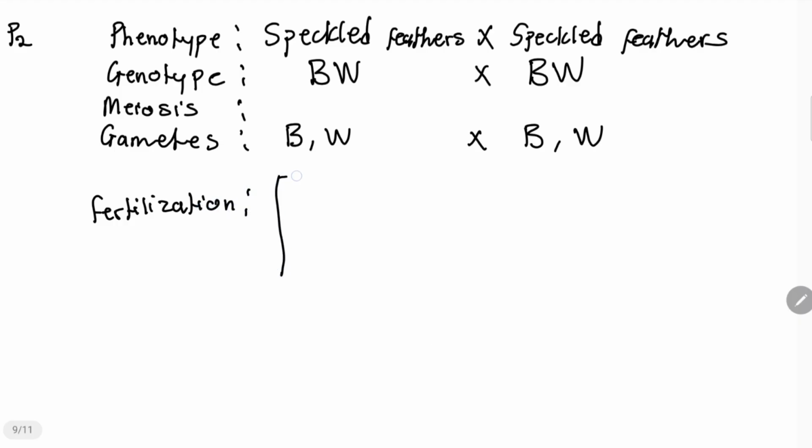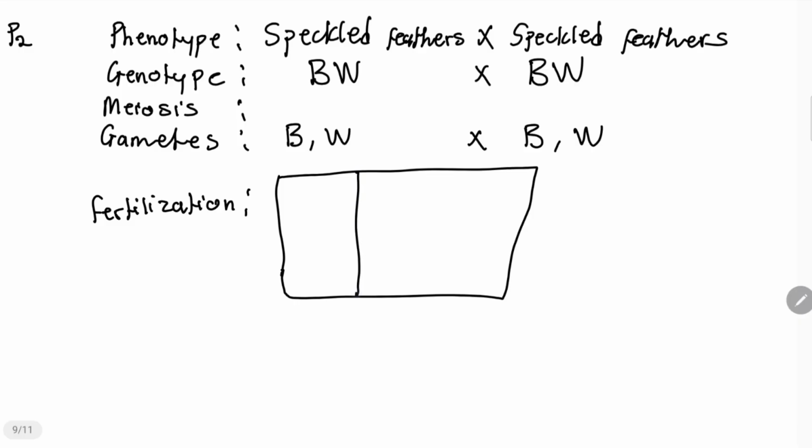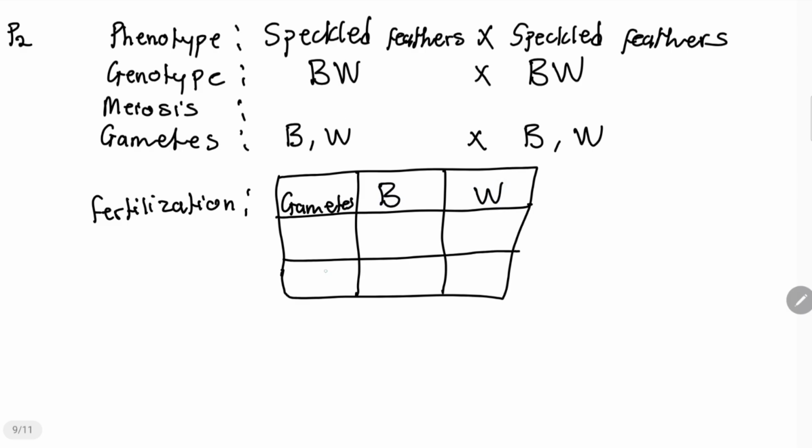And to show fertilization, we draw our Punnett square. That is 3 boxes to the side, 3 boxes downwards. Top left, we write gametes. And in front of gametes, we simply write the gametes of parent number 1. So it is going to be capital letter B, capital letter W. Below gametes, we write the gametes of parent number 2. So it is going to be capital letter B, capital letter W.